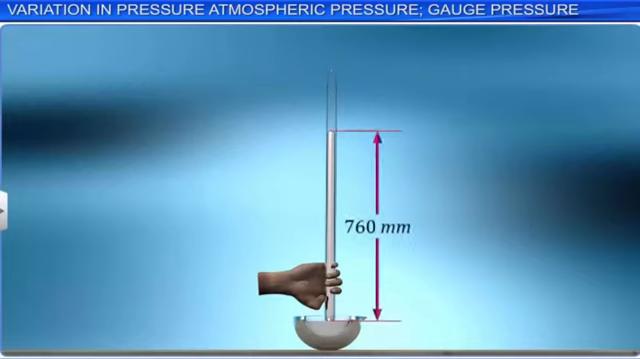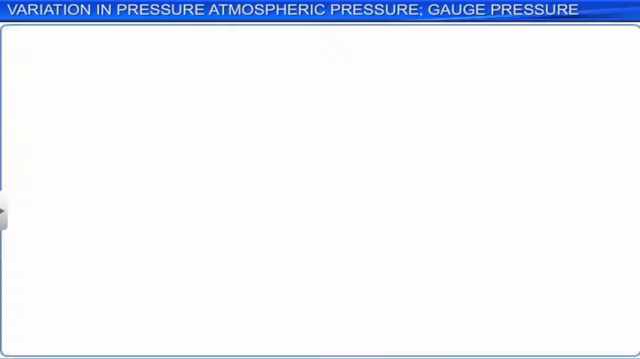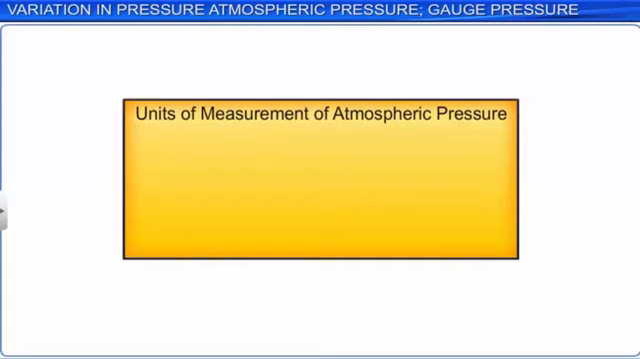There are different units of measurement for atmospheric pressure. It can be measured in millimeters or centimeters of mercury column in the barometer, or Torricelli's. 1 Torricelli is equal to 1 millimeter of mercury column. Or in Newton per square meter or Pascal in SI, or dyne per square centimeter in the CGS system, or in bars. 1 bar is equal to 10 raised to the power of 5 pascals.